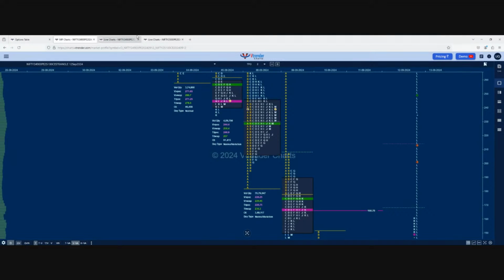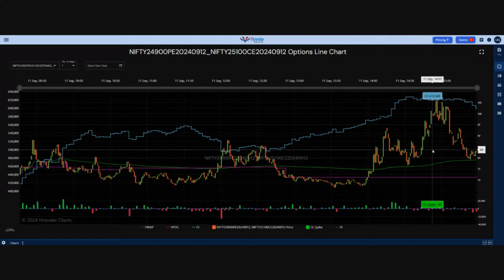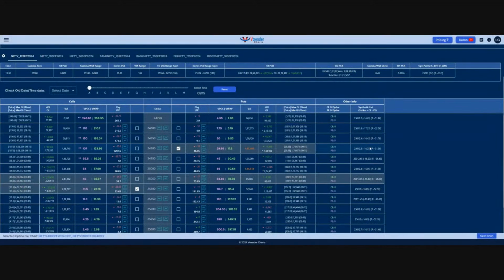So this is how you can watch the line chart of any strangle. And coming back to the options table, this is how we use the options table.